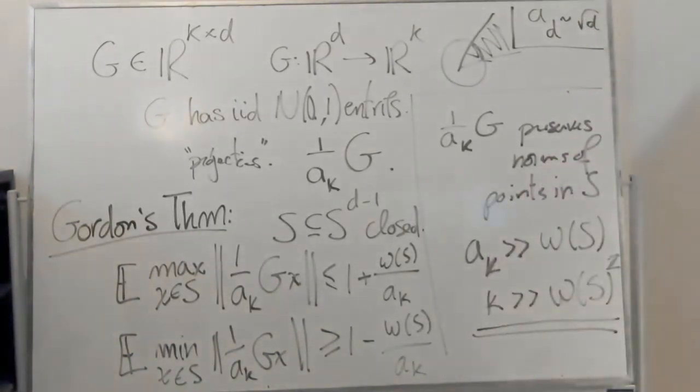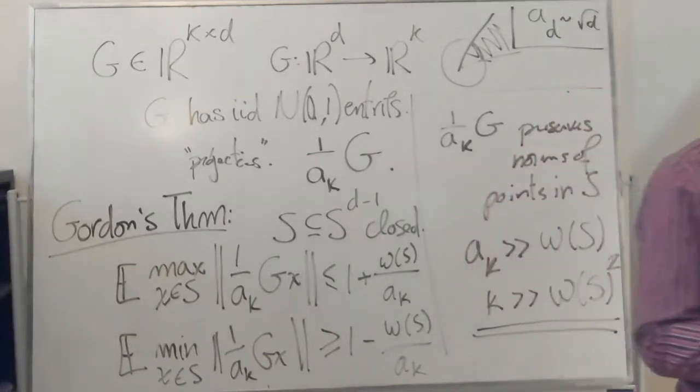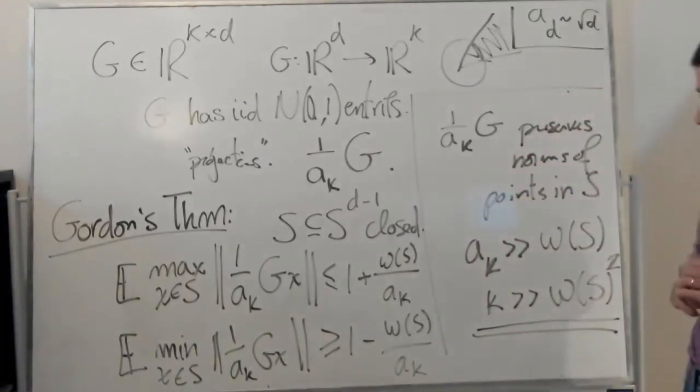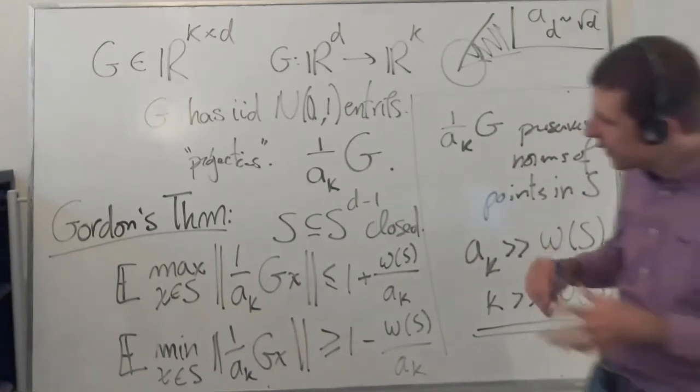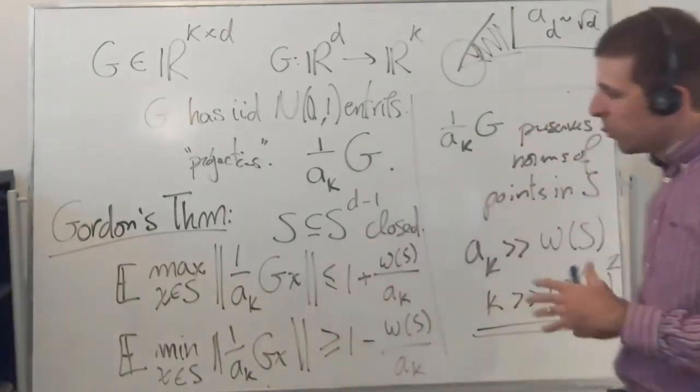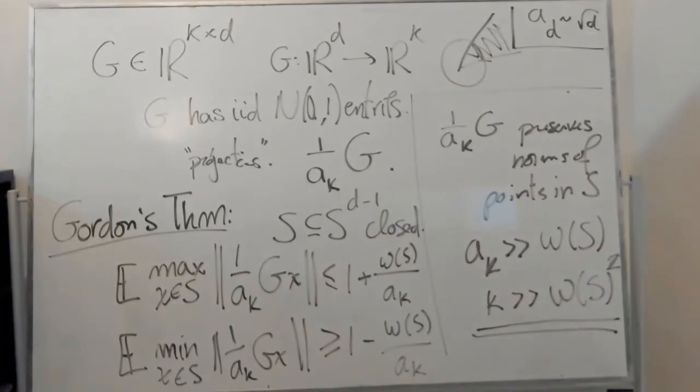So I will not prove Gordon's theorem here, but before we go on, let me say a few words about the proof. It's available in the notes. It's actually a very nice homework problem to just try to work it out, at least this part. This one is a bit trickier. But the idea is to view this as an empirical process.